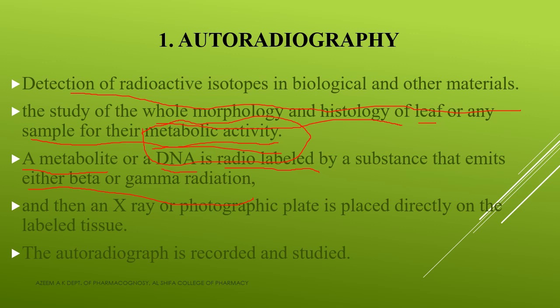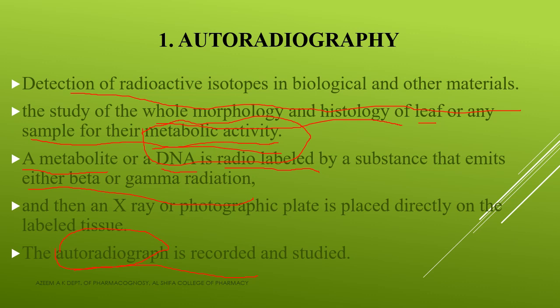So here a metabolite or a DNA is radio labeled by a substance that can emit either beta or gamma radiation. Clear? That is a radioactive isotope. Then an X-ray or photographic plate is directly placed on the labeled tissue. Now, an autoradiograph is obtained. An autoradiograph is an image only, and this image records these radiations.